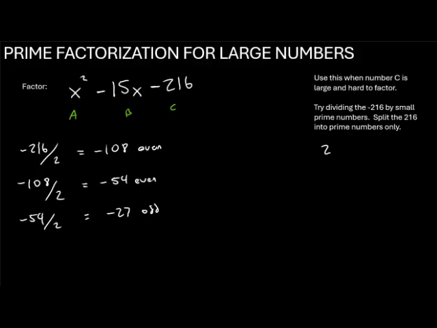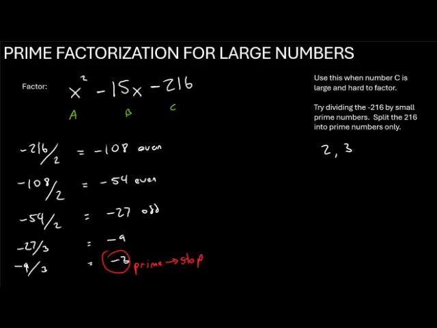So now let's go to our next number on our list of prime numbers. Once we are finished with 2, our next number to try is 3. We'll take that negative 27 and divide by 3. This will give us negative 9. Of course, this is still an odd number, as expected. Let's take that negative 9, and we might notice negative 9 can be divided by 3 again. Negative 9 over 3 gives us negative 3, and that negative 3 is a prime number. Now that we have a prime number, we can stop.